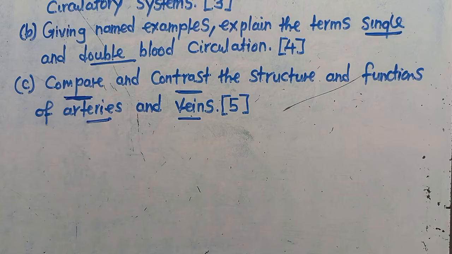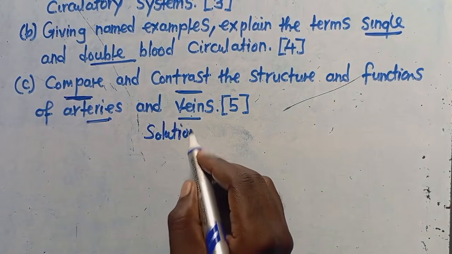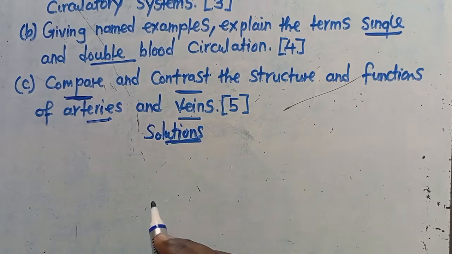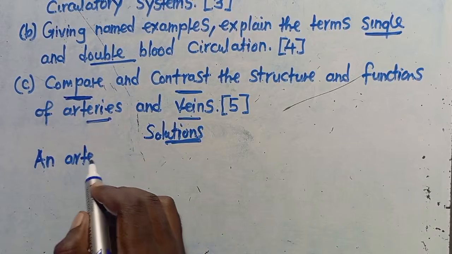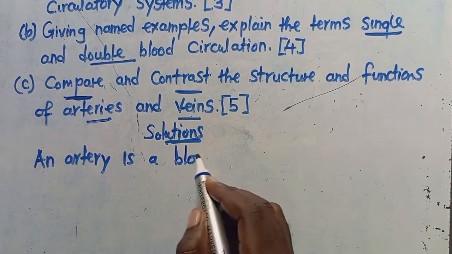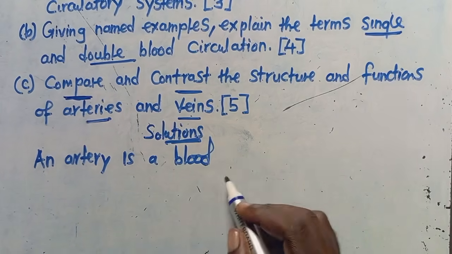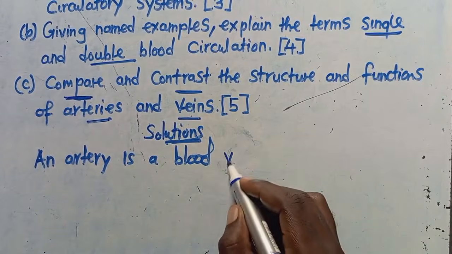You need to tell them what a vein is and what an artery is. This is the first thing. Then you start by saying an artery. You say an artery is a blood vessel that.